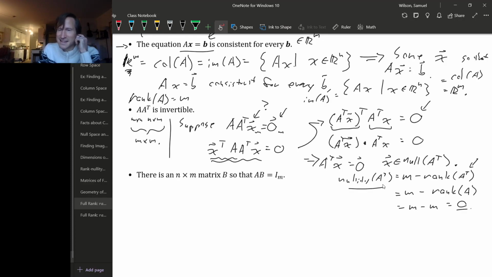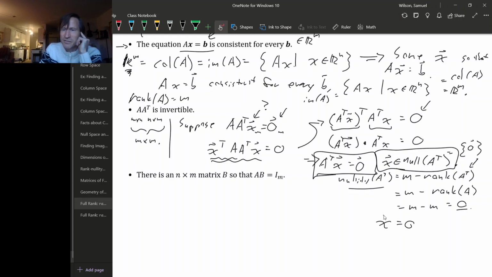That means that the dimension of the null space of A transpose is 0. Well, here we have a vector in the null space. So x is in the null space of A transpose. But the null space of A transpose is just the 0 vector. So that means that x is the 0 vector.